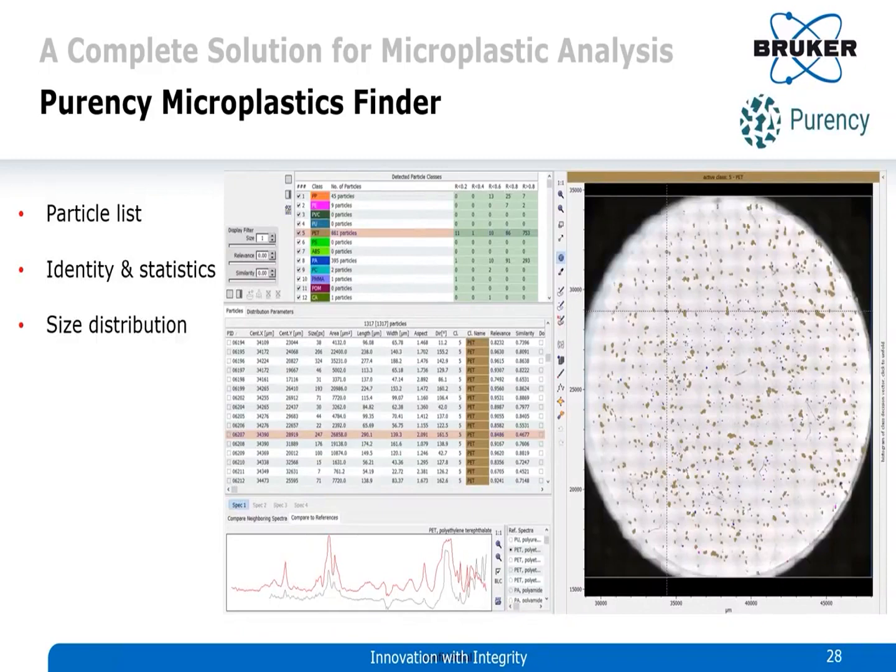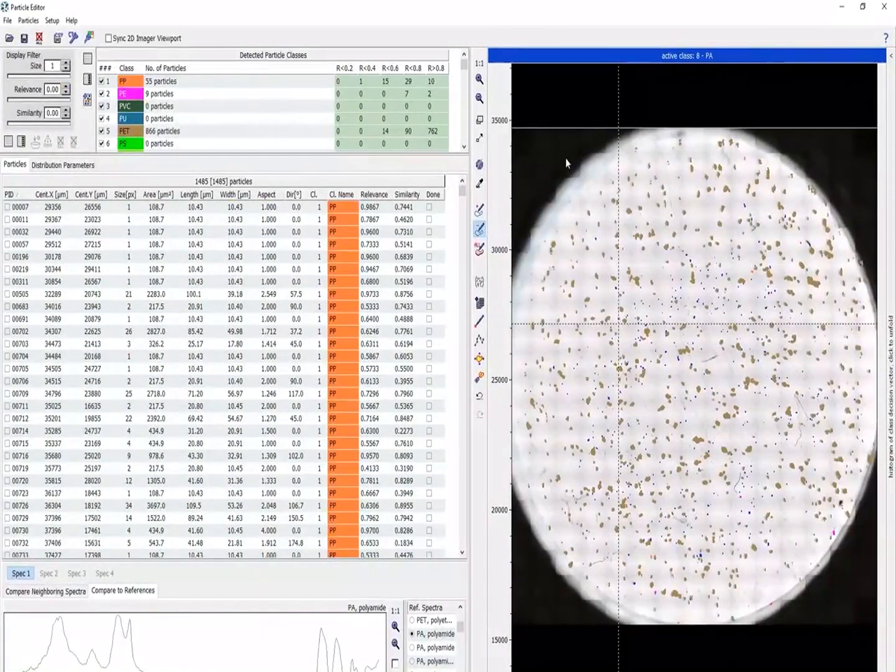You have an overview over the number of particles found for each class, a particle list with all the information, identity and size statistics and size distribution. But we will look at this in more detail live on the software. Here we have the Microplastics Finder in action.